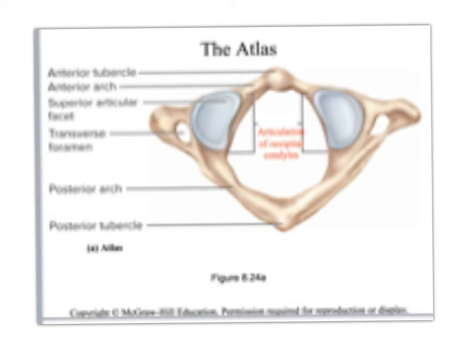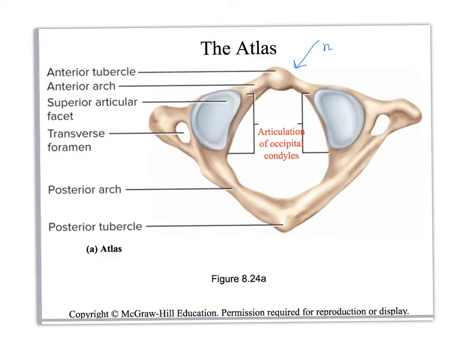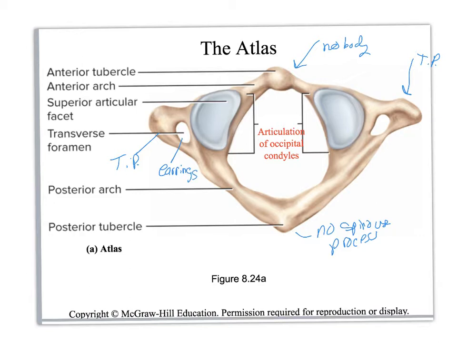All right, so the atlas. What you want to focus on is that there is no body, and we don't really have a spinous process either, okay? So you want to focus on that. We do still have transverse processes though, okay? And in each of those, we have a transverse foramen. Now what I do is I think of the foramen as the holes for earrings. So whenever I'm trying to identify a cervical vertebra, I look for the earring holes, okay? So these are kind of like little ears, and this is where the rings go.